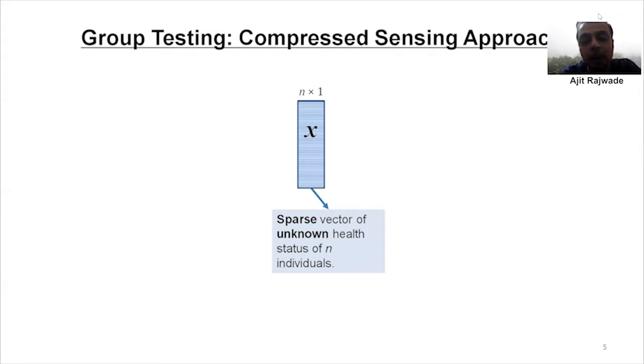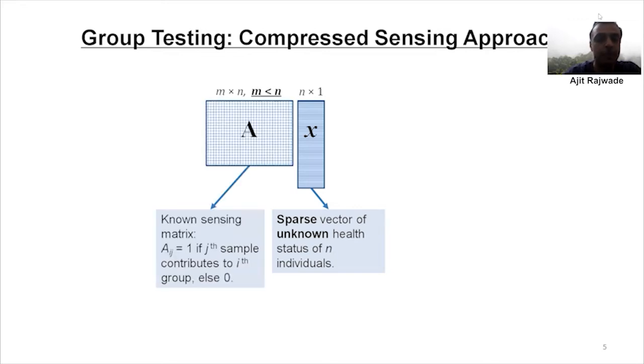We now review group testing using a compressed sensing approach. Let us consider a sparse vector of unknown health status of n different individuals. This is called X. The health status values in a few entries are combined together to produce a large number of pools via a known sensing or pooling matrix A. This is a binary matrix where Aij is 1 if the jth sample contributes to the ith group, otherwise it is 0.